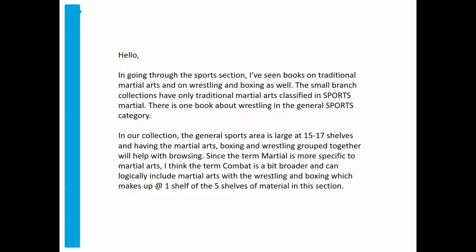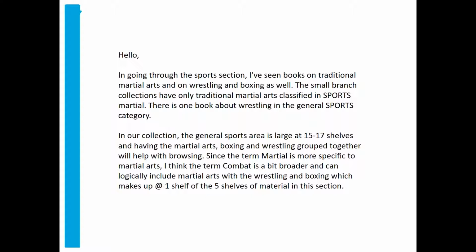So this is actually an email that I wrote, and it illustrates a little bit of the process that we went through in various places, deciding on our subheadings. In this case, we had a section in our small location scheme already that was sports followed by martial, and that indicated martial arts. That's your karate and your taekwondo and your judo.